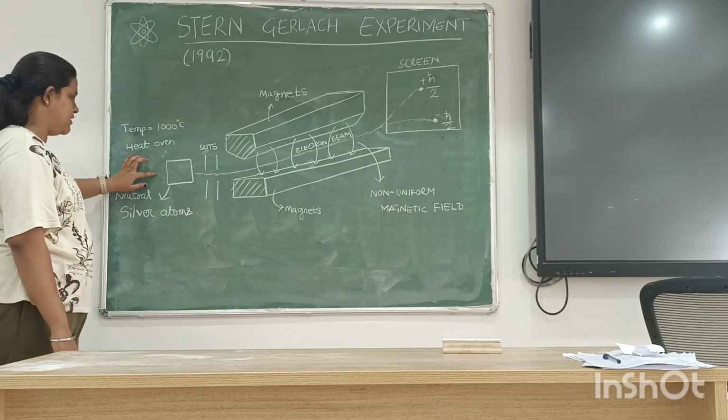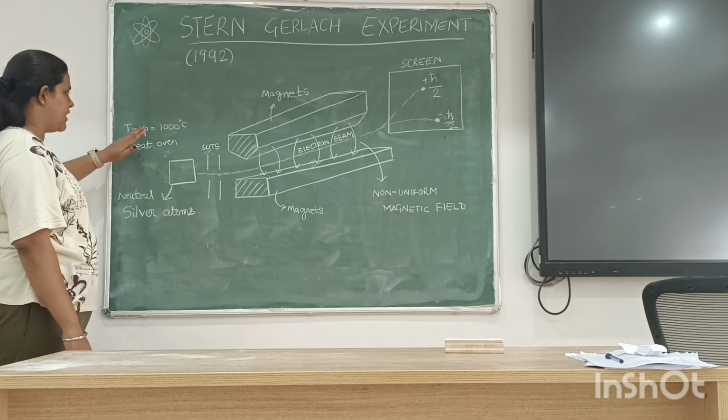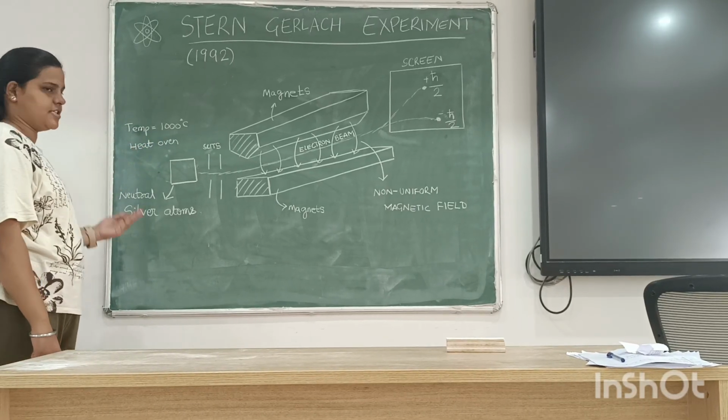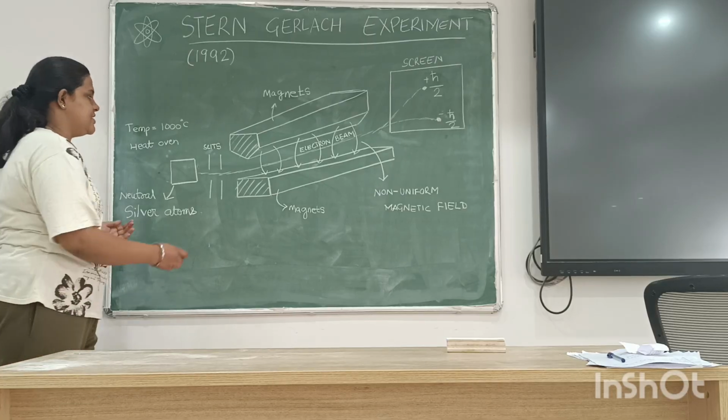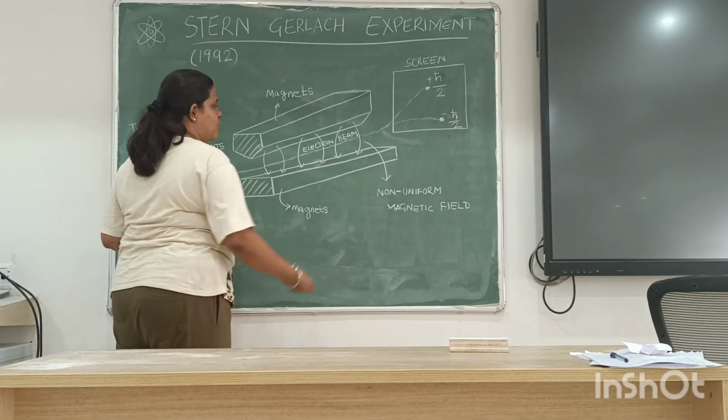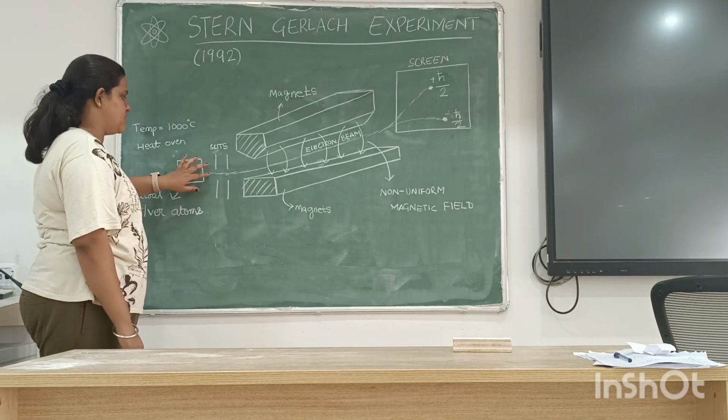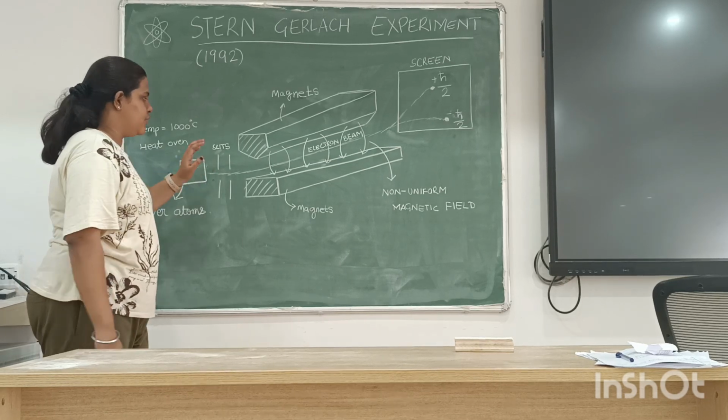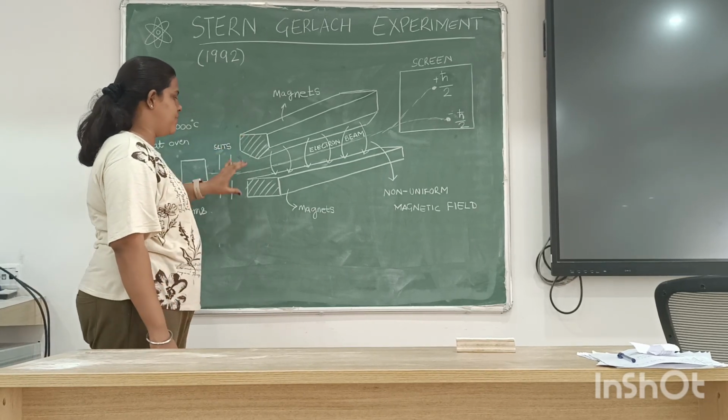Here you can see a silver block which is heated to 1000 degrees of temperature. It will start dissipating the atoms. You can see a narrow beam of electrons. It will pass through two slits. You can see there are specially shaped magnets.